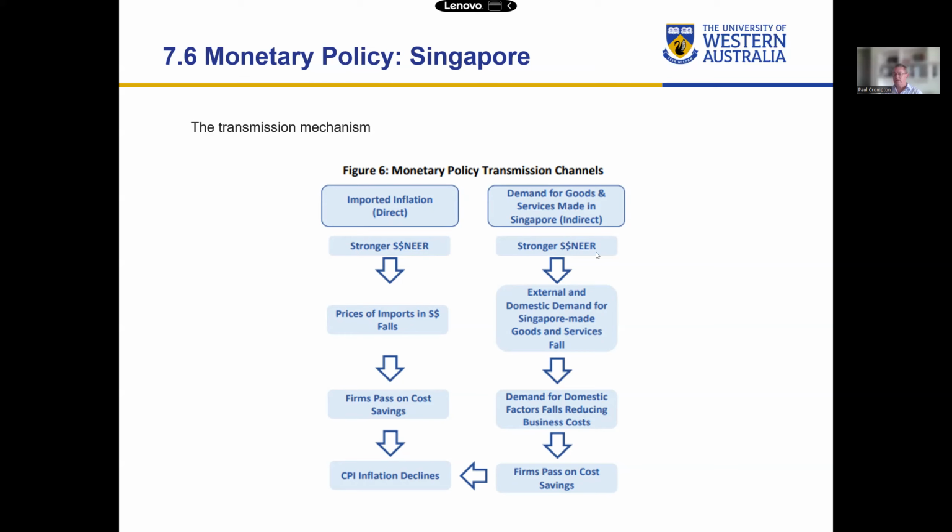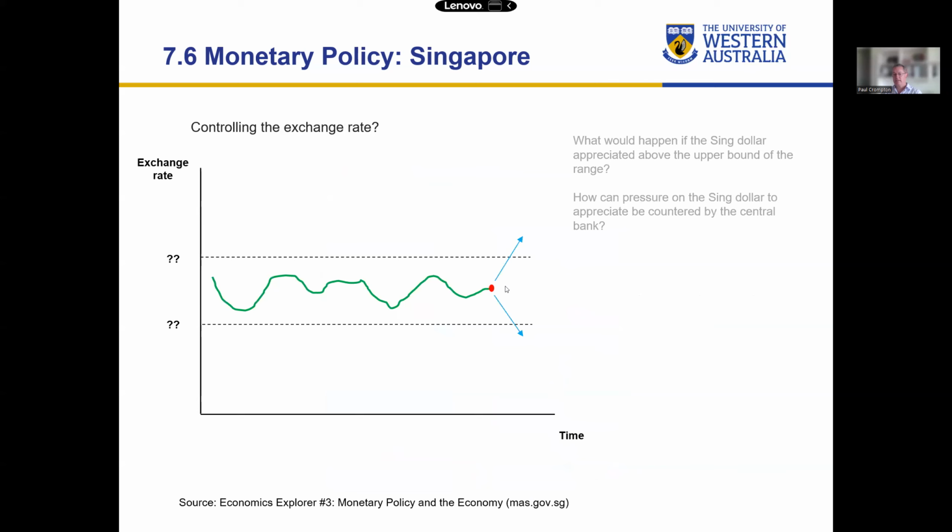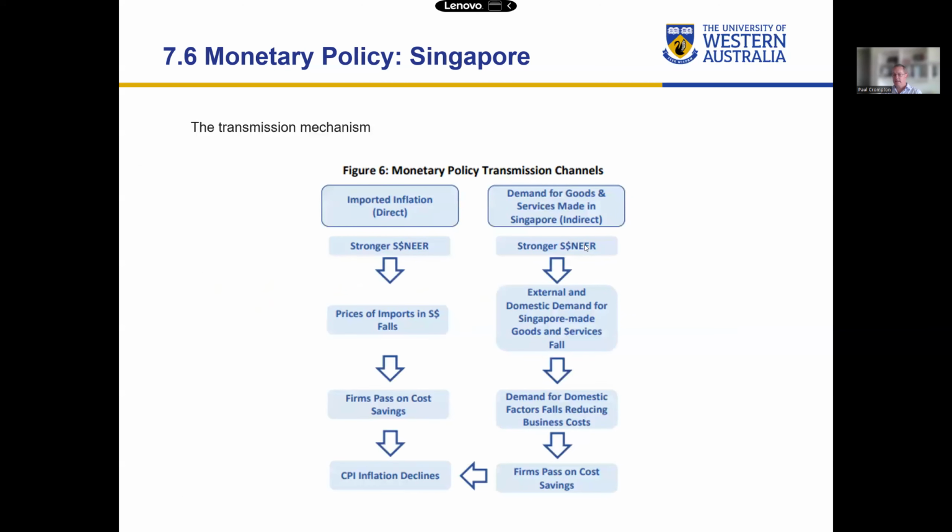But there's another channel through which a stronger exchange rate works. What we mean by a stronger exchange rate is an upward movement above the upper and lower band. So this exchange rate here is now appreciating, it's going up. What's going to happen is we've got external and domestic demand. So let's read this as external demand for Singaporean-made goods and services falls. That is a reduction in exports.